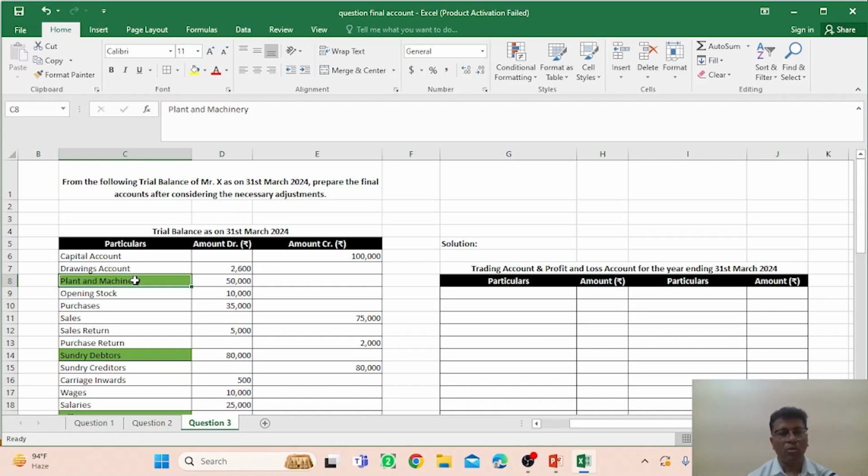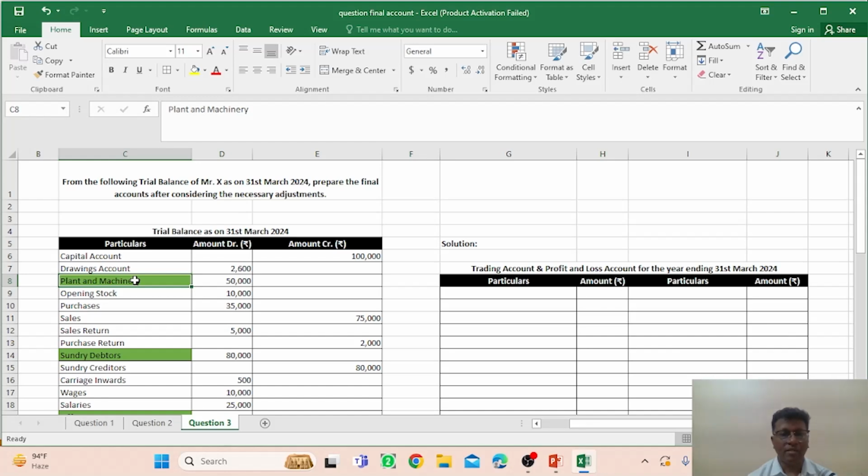So the very first item in the trial balance is the capital account, rupees 1 lakh. It is a liability, an obligation from the perspective of the business organization, right? You can say that this is the owner's capital, so it is an asset, but as per the principles of accounting, you should treat the capital account as a liability from the perspective of the business organization, because the organization has an obligation to repay this fund to the owners of the business, right? And drawing account, that is given 2600.